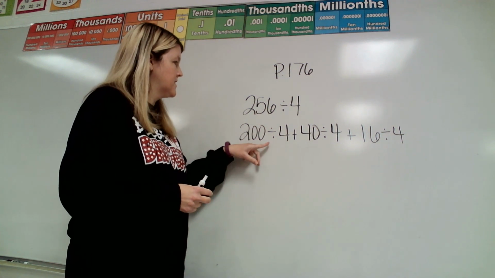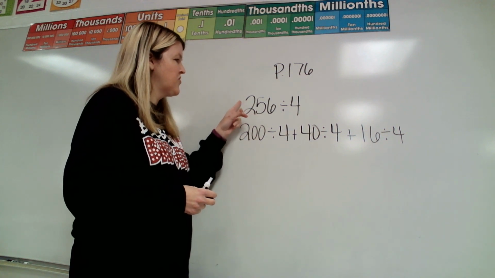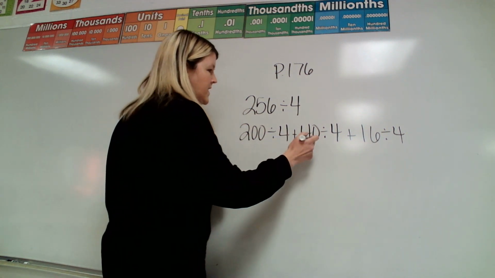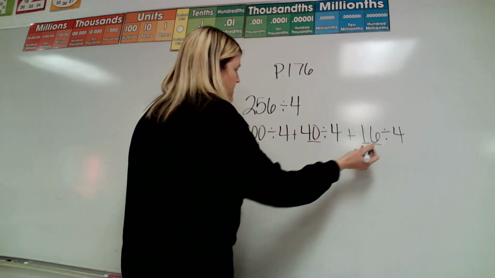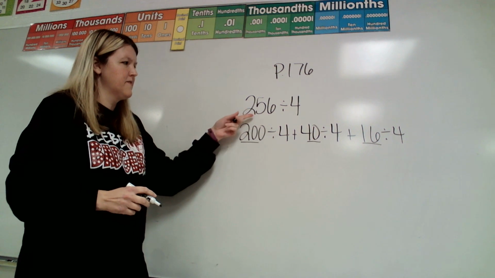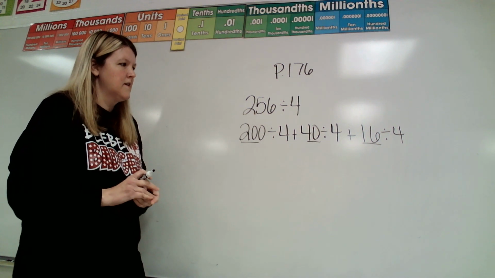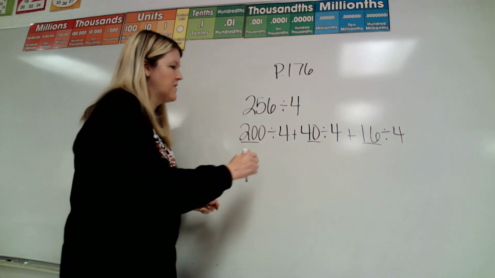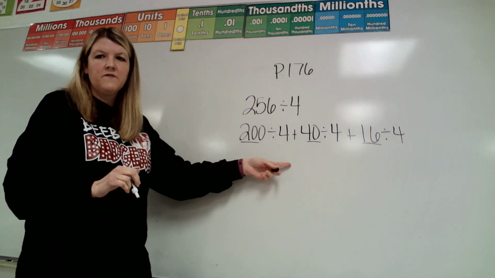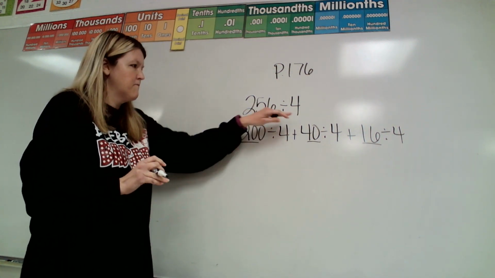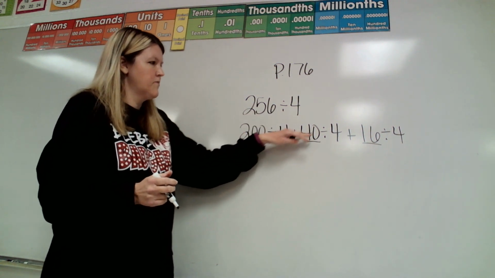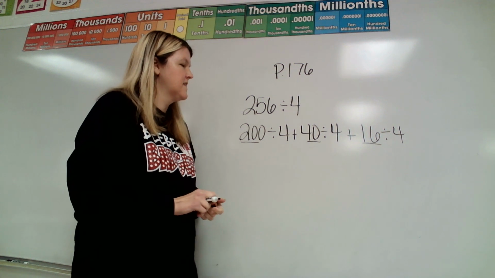So 200 divided by 4, and to check to make sure that this is true, we know that 200 plus 40 plus 16 does equal 256. So that's the first reason why these are equivalent and this will work. And then the second part, they've divided each one of them by 4. So that part's important too. You have to divide each one of them by the same number. And so now we just have to go through and solve this, and it'll give us our answer.